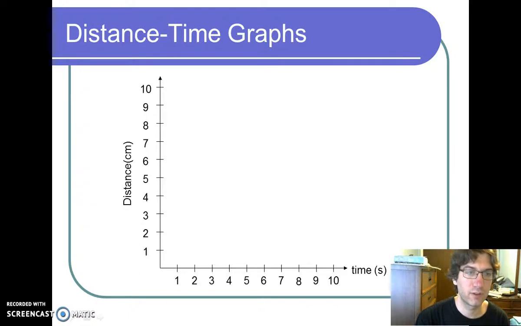So here we are with our graph. We have our axes. I have time on my x-axis. It is in the units of seconds. I have distance on my y-axis. It is in the units of centimeters. And I'm going to start plotting my point. My first one was at 1 second. It goes at a time of 1 second and 1 distance. 2 seconds, 2 distance. 3 seconds, 3 distance. 4, 5, 6, 7, 8, 9, and 10.